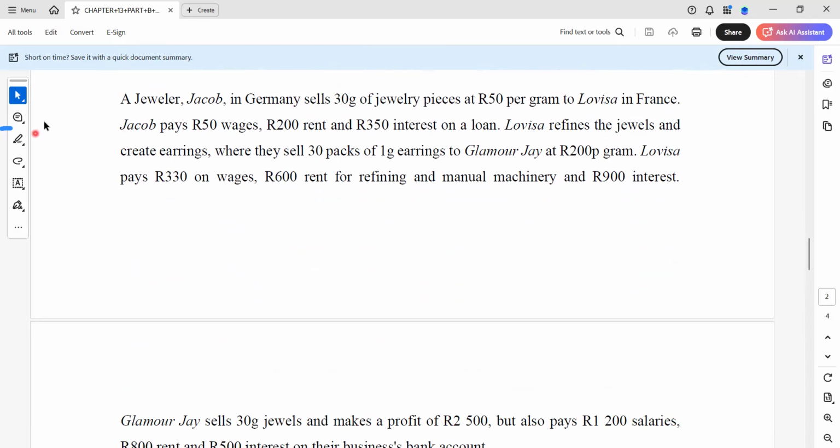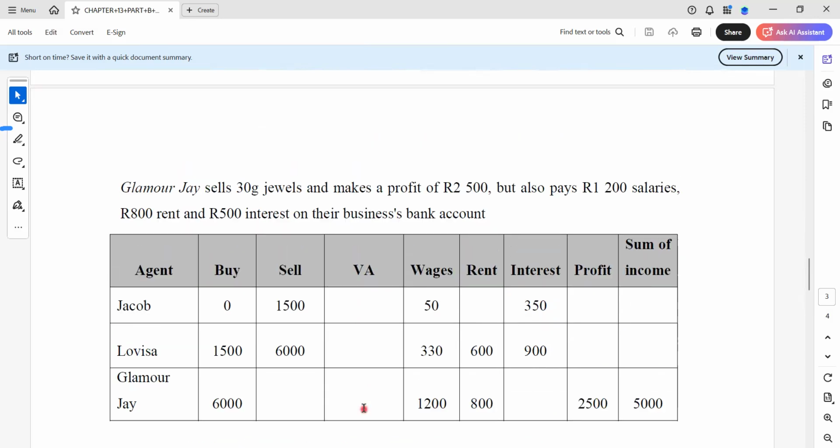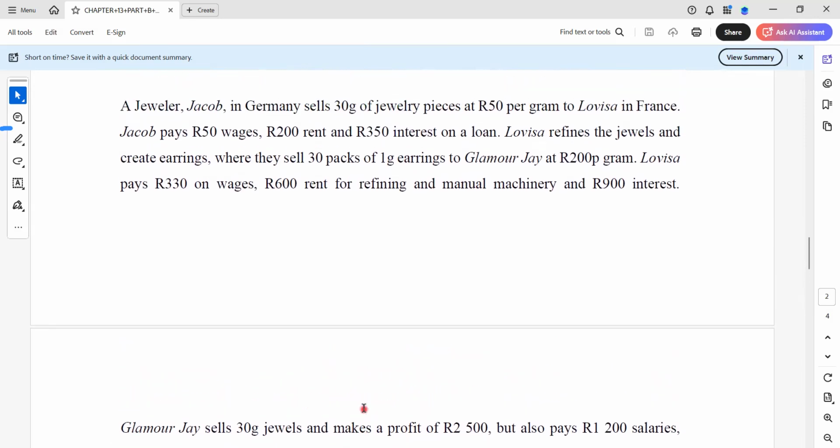Okay, so you can see from our table, this side we're going to use to calculate GDP using the production method, because here's our value added, VA for value added. Then on this side we're going to calculate it using the income method, right? So the answer we get from this side should be the same as the answer we get from this side, right? So they're saying that here.